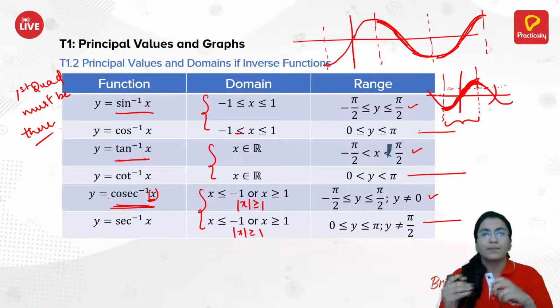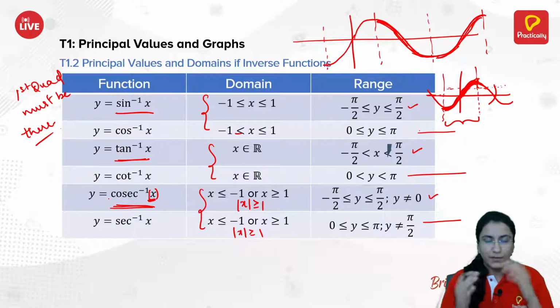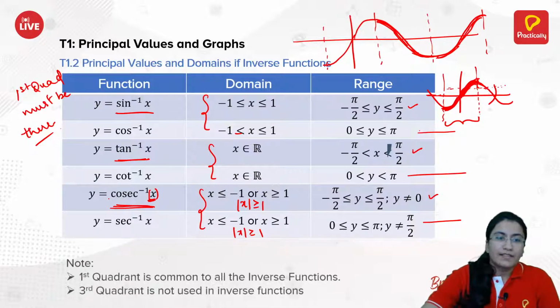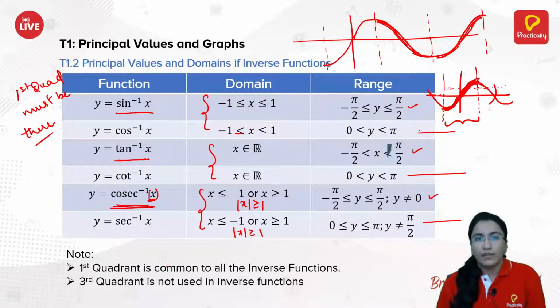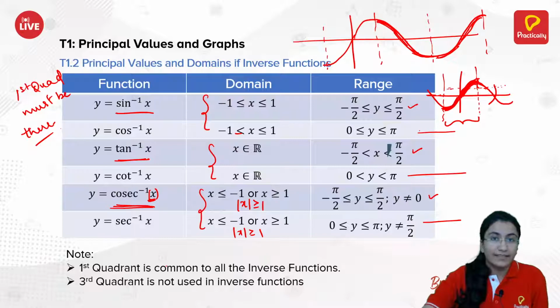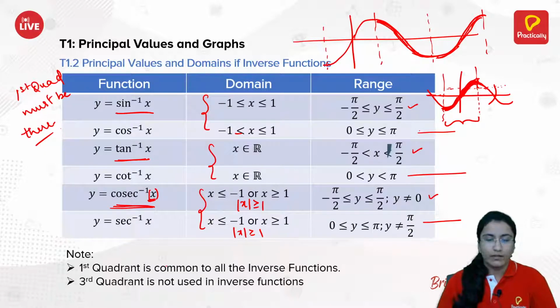So remember these triplets also, and in this form you can even remember the range easily if you remember the three triplets. Okay, so some notes which you need to take care of: the first quadrant is common in all the inverse functions. This is the basic thing which we need to remember, and based on this only we decide the domain and range, right? And the third quadrant is never used in the inverse function. We either use the first and second quadrant, or we use the first and fourth quadrant.